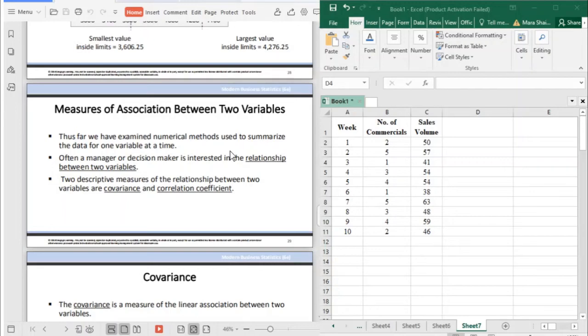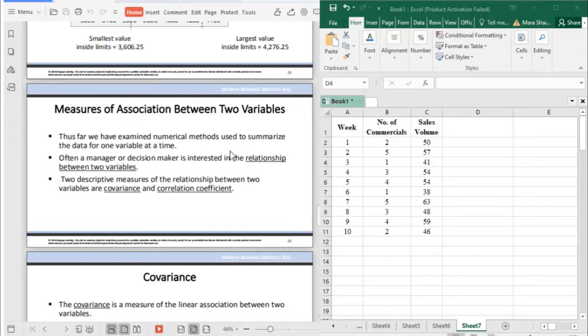Now let's move on to the measures of association between two variables. Thus far, we have examined numerical methods used to summarize the data for one variable at a time. X lang ang atong mga ipang-compute, diba? X ra itong gikuan ng z-score, itong gikuan ng mean, variance, standard deviation, diba? Those only involve one variable. Now this time we are dealing with two variables.